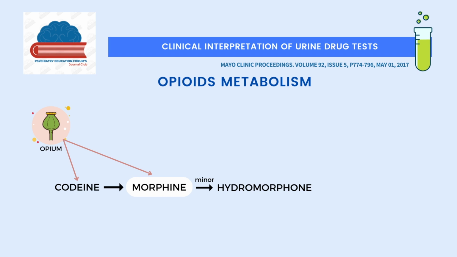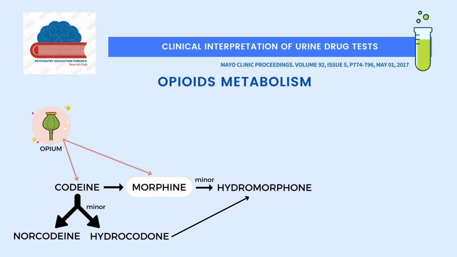Now, focusing on codeine here, it has many metabolites, as I said. One of them is norcodeine, and one of the minor pathways here is to hydrocodone. And hydrocodone can also get converted into hydromorphone. So it's very important to know these pathways, just a basic overview, because I will tell you in a few minutes why this is important.